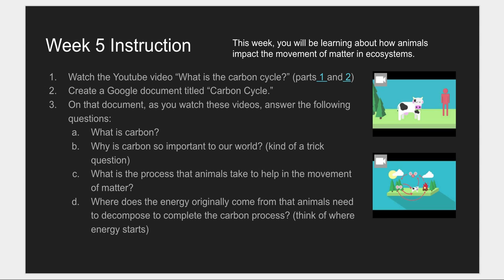Now we're going to look at an even more complex cycle that sounds very difficult, but it's actually a very simple cycle. So this week you'll be looking at what's called the carbon cycle, and you are going to be learning how the carbon cycle impacts the movement of matter in ecosystems. The first thing that I want everyone to know is what carbon is. Carbon is an element that makes up everything on Earth.